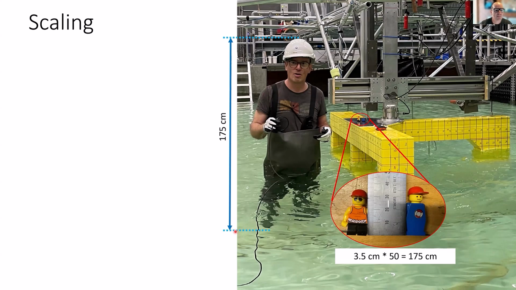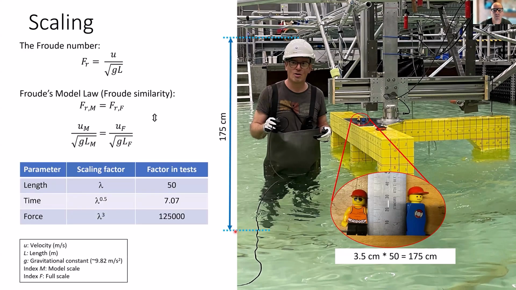For experiments in wave basins, it's the gravity forces that dominate the physics, and scaling is performed using the Froude number. Froude scaling implies that the Froude number at model scale must be the same as the Froude number at full scale. Using this relation, it's possible to derive scaling factors for different parameters. For example, time will scale with the square root of the scaling, so at 1 to 50, the square root of 50 is about 7. So when we see a video from the wave basin, it will seem as if time is running very fast.